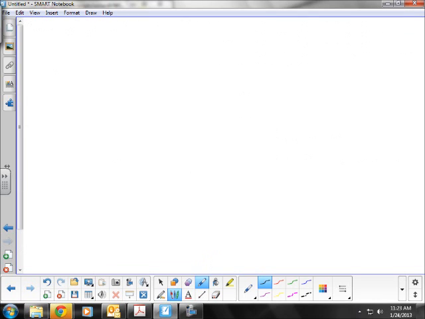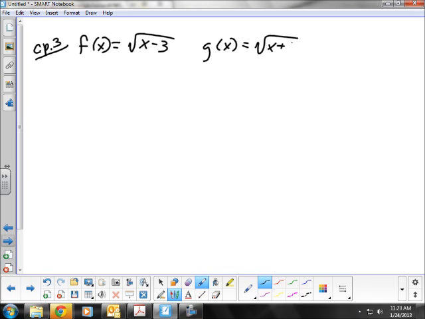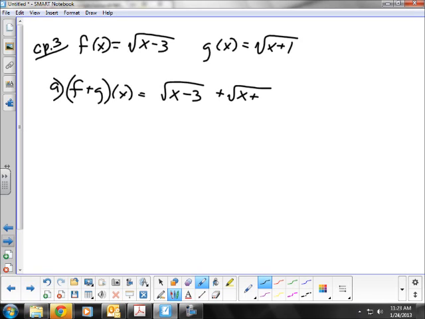Checkpoint 3 covers the same material, but it's just got a little bit more complicated functions. On checkpoint 3, it says we're going to let f of x be equal to the square root of x minus 3, and g of x is going to be equal to the square root of x plus 1. And they want us to find f plus g of x. So that's the square root of x minus 3 plus the square root of x plus 1.